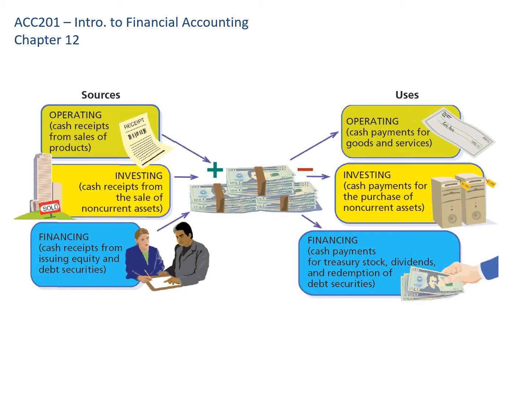This is just another pictorial example of what I was talking about there. The basic sources of operating funds are the money that customers pay us for whatever we do for them. The uses of cash are all the cash that we spend on buying inventory and paying our workers and paying our overhead and all of that. For investing activities, we get cash from selling long-term assets, and we invest cash in buying new non-current assets. For financing, we receive cash by either issuing shares of stock or issuing debt, borrowing money. And we use cash in the financing area for buying back stock in some cases, paying dividends to reward our shareholders, and then paying off our debt.